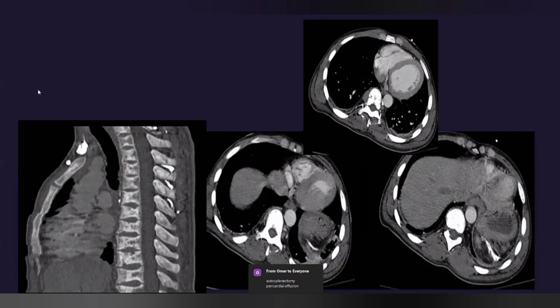Sir, extramedullary hematopoiesis. Excellent, extramedullary hematopoiesis. And this is the left upper quadrant. Do you see anything here? Anything going on? What could this be?